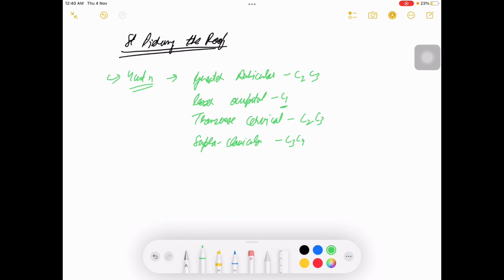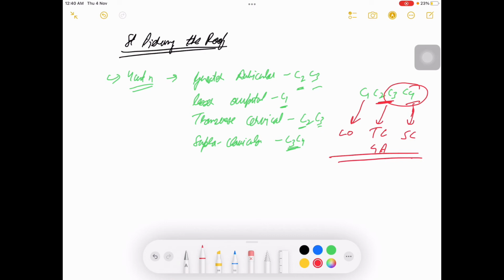So C1 C2 C3 C3 C4. Okay, C1 C2 C3 C4, like that. So one from here, that is lesser occipital, two from here, that is transverse cervical and greater auricular, and one from here, this one is going to be your supraclavicular. Okay, so like that also you can remember. And another structure that's piercing is the external jugular vein.